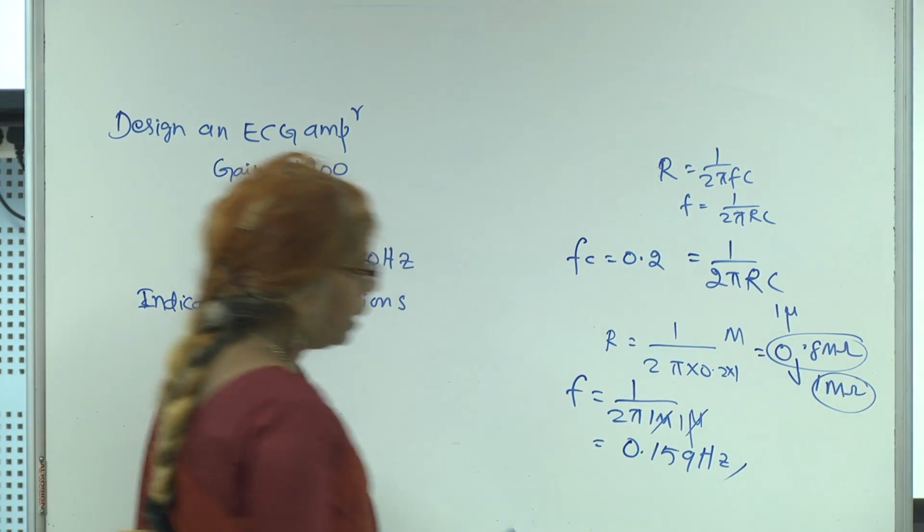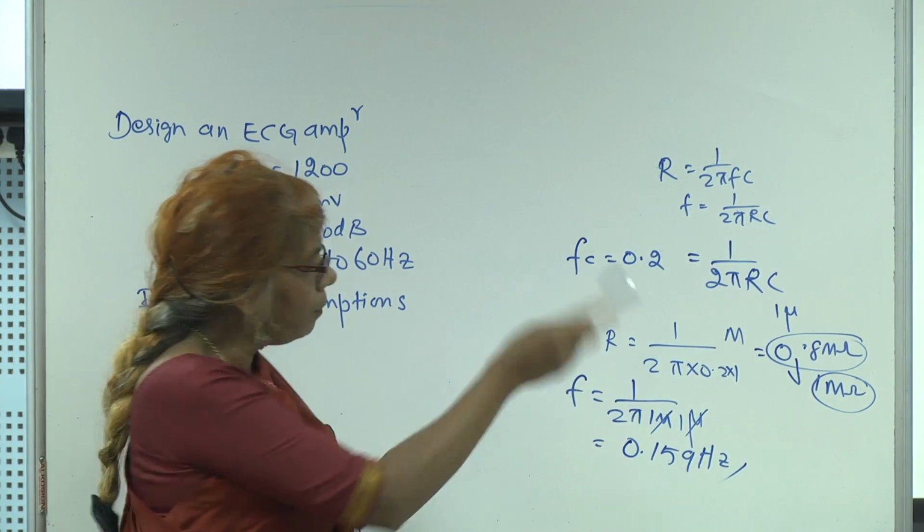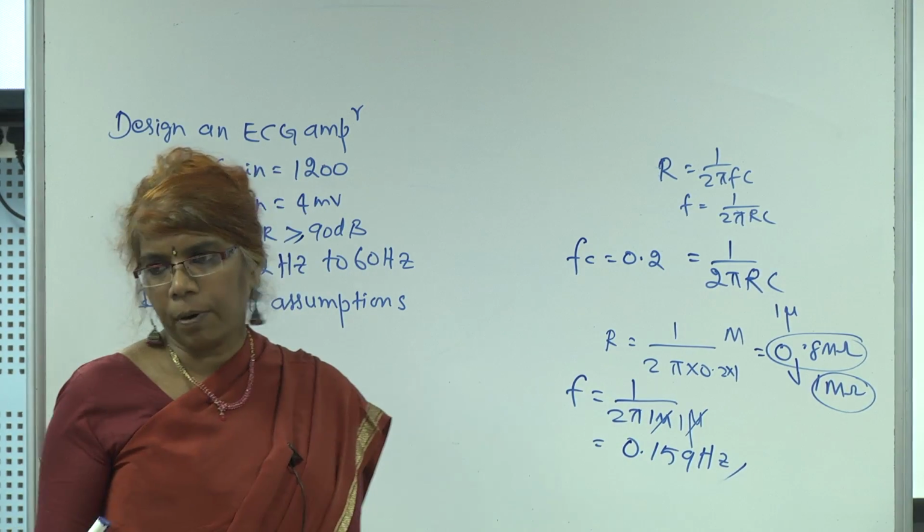This is how we do it. We use this equation first, pick an R, a standard R, and then we go back and make sure we are in the right ballpark.